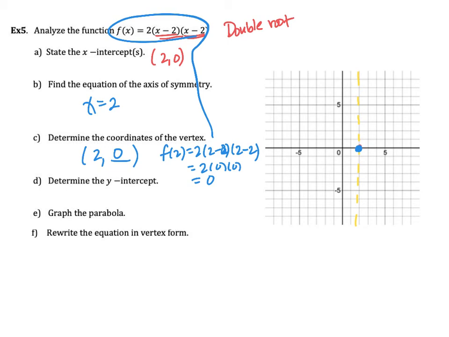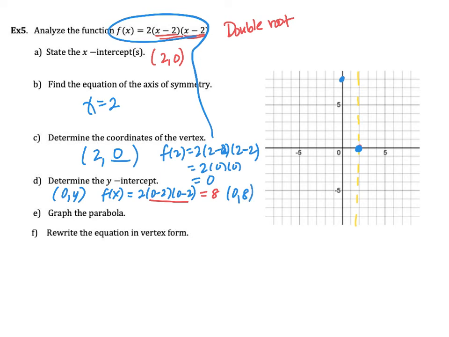Okay, what is the y-intercept? The y-intercept is when x equals 0. So I'm trying to find the y-intercept, which is also f of x, when x is 0. So that's 0 minus 2 times 0 minus 2. Negative 2 times negative 2 is 4. 4 times 2 is 8. So my y-intercept is at positive 8. So my y-intercept is 0, 8.